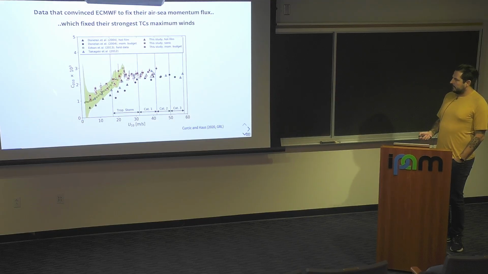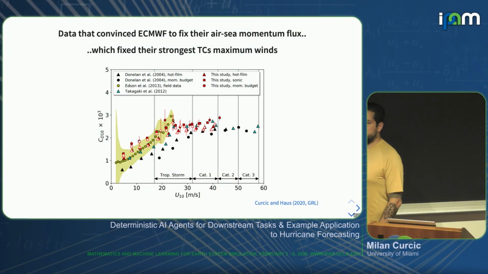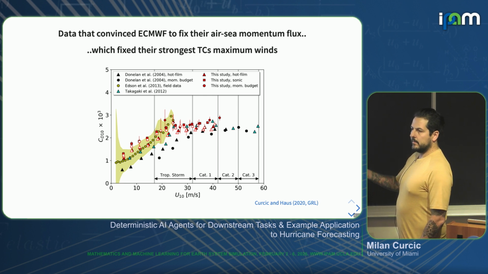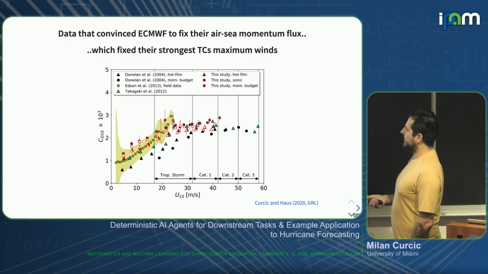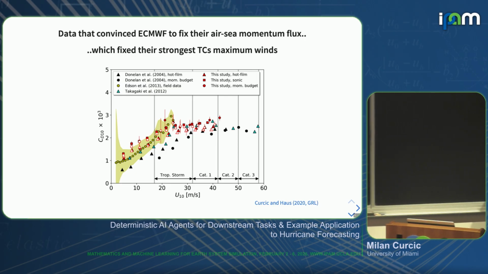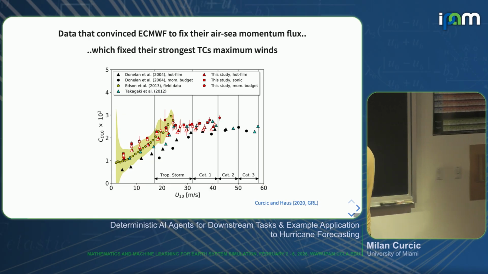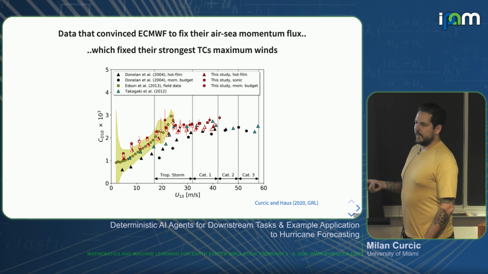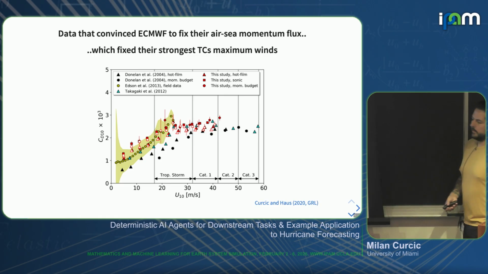So the aerodynamic drag coefficient as a function of wind speed was for a long time believed to just increase. Only 20 years ago, there was the first discovery that maybe it does this. It flattens out. So in 2020, through these experiments, we provided a lot more redundant measurements from different measurement approaches that all converge to the same behavior, which gave confidence. And this I learned through personal communication at another conference from ECMWF developers, that this paper was what finally convinced them to change the drag coefficient in the IFS, and that also fixed their strongest tropical cyclone maximum winds, which were systematically underestimated. So that happened in about 2021.